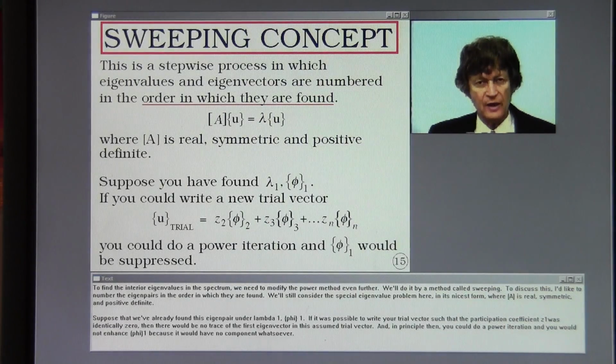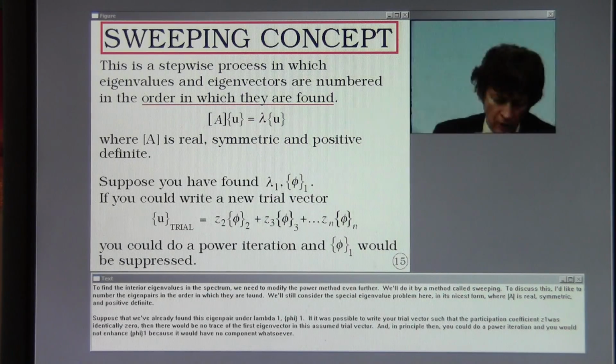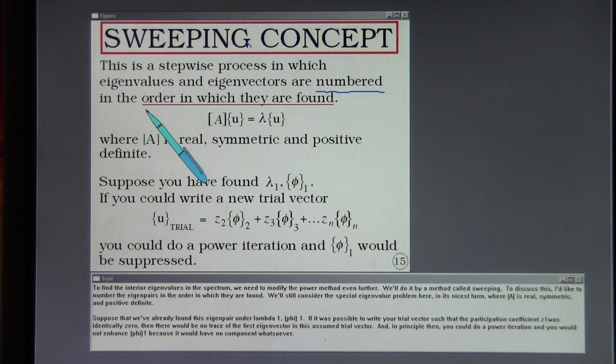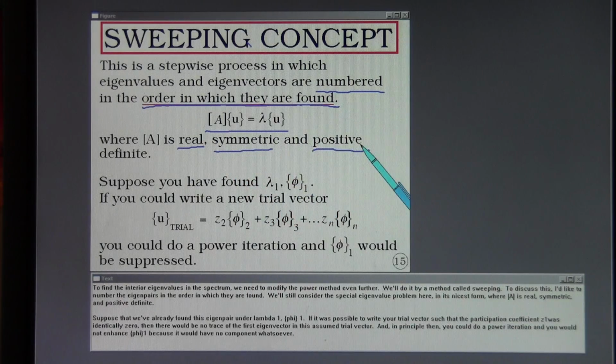To find the interior eigenvalues in the spectrum, we need to modify the power method even further. We'll do it by a method called sweeping. To discuss this, I'd like to number the eigenpairs in the order in which they are found. We'll still consider the special eigenvalue problem here in its nicest form, where A is real, symmetric, positive definite. And suppose we've already found this eigenpair lambda 1, phi 1.